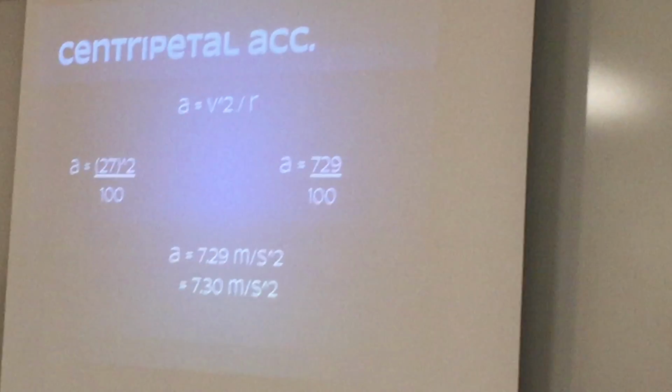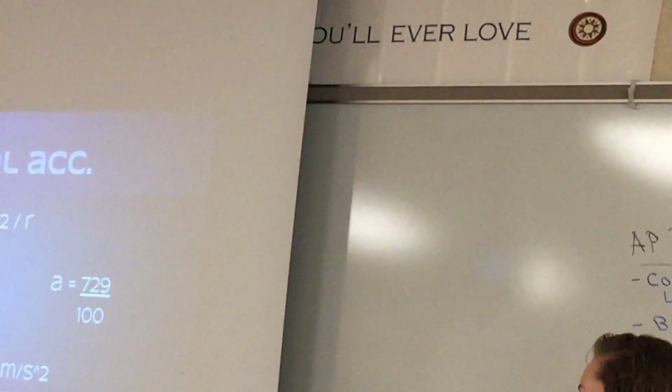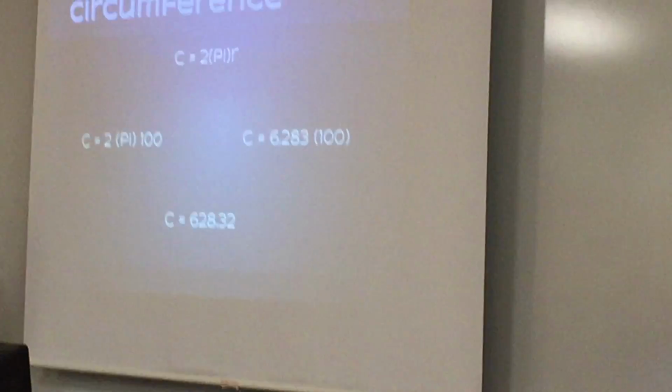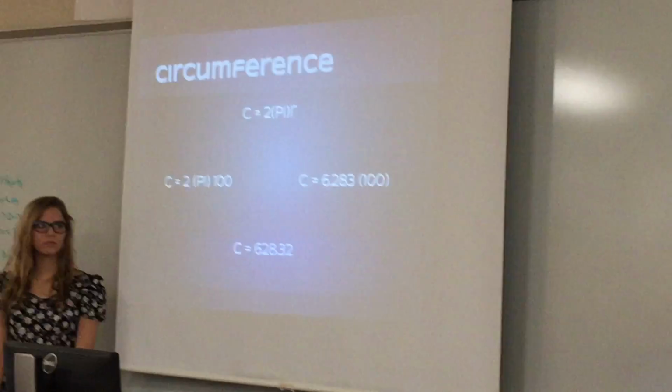Okay. So centripetal acceleration is velocity squared divided by the radius, and yeah, pretty much. And circumference is easier to solve for because you just plug it into your calculator.